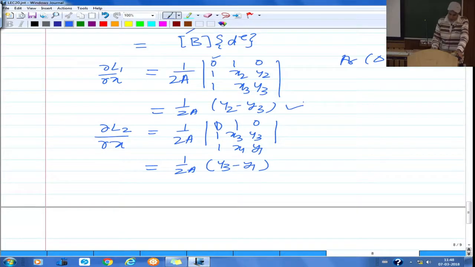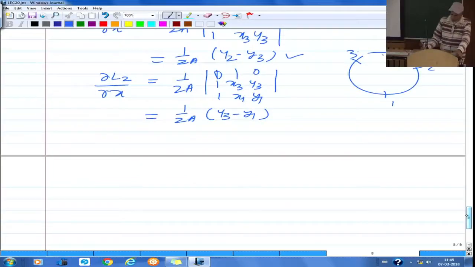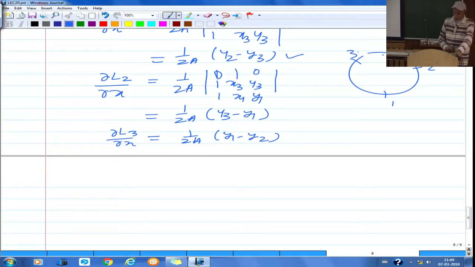So, once we have written this, this is 1 upon 2a, y2 minus y3. Now, 2 you change to 3 and 3 you change to 1 in a cyclic order. In this y2 minus y3, there is the difference of this minus this. Now you go one more, so you get y3 minus y1. For the third one you get y1 minus y2. Same way, you can see that del L3 by del x would be 1 upon 2a, and of course this is simple mathematics, finally y1 minus y2. So, these are the derivatives.